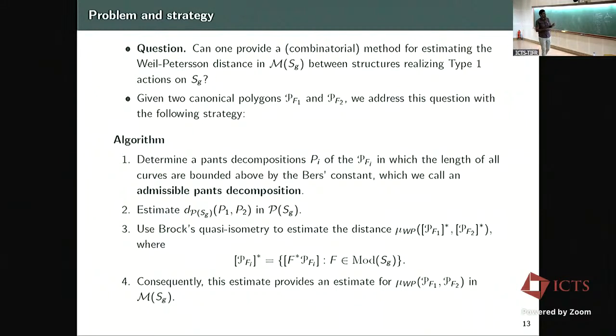Okay? And then you estimate the distance between these two pants decompositions in the pants graph first. Keep that aside. That's not very difficult. I'll tell you how to do that. And then using this distance, you get an estimate for the distance between the orbits that I spoke about, the pullbacks of these structures in the Teichmüller space. And that in turn gives you an estimate for the distance between the corresponding hyperbolic structures in the Moduli space. It's as simple as that.